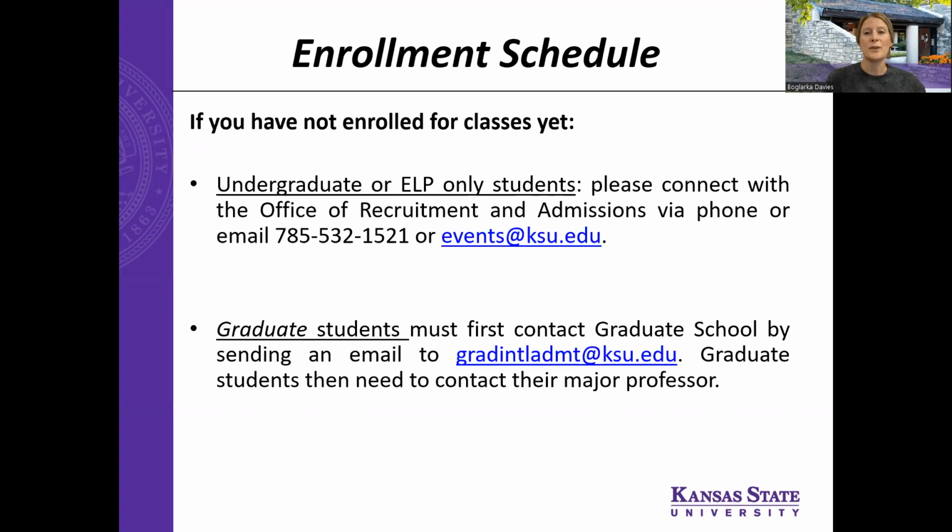If you have not enrolled for classes yet, and you are an undergraduate or EAP-only student, please connect with the Office of Recruitment and Admissions. You can either call them or email them. Their phone number is 785-532-1521 or email them at events@ksu.edu. Graduate students must first contact the graduate school by sending them an email at intladmt@ksu.edu, and then they need to connect with their major professor.